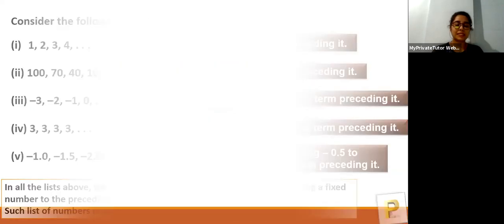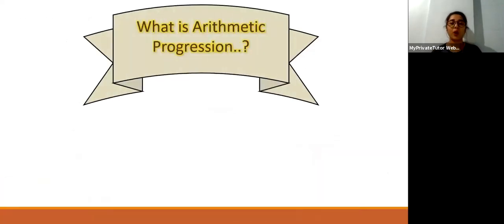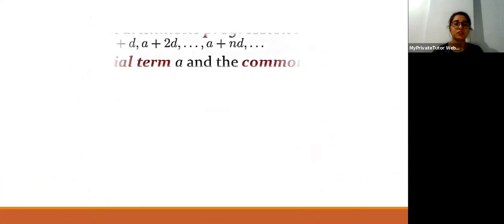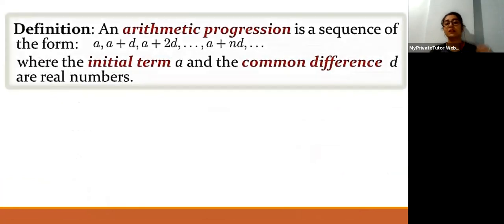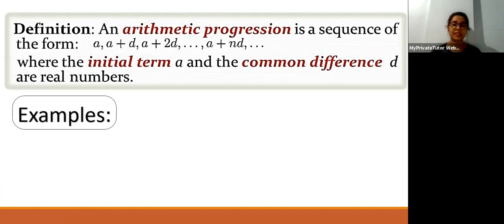Let's see what the actual definition of an arithmetic progression is. An arithmetic progression is a sequence, meaning a list of numbers, where the initial term a and the common difference d are real numbers. So the initial number is a, and you add a difference to each term and you get the new number. Let's see the examples for this.